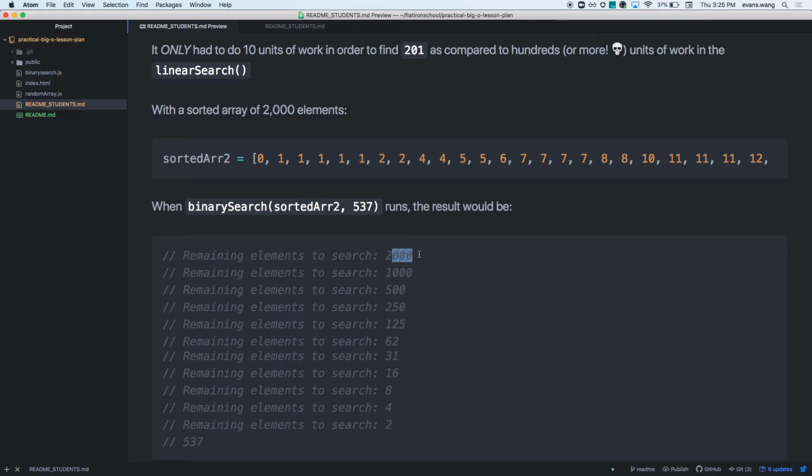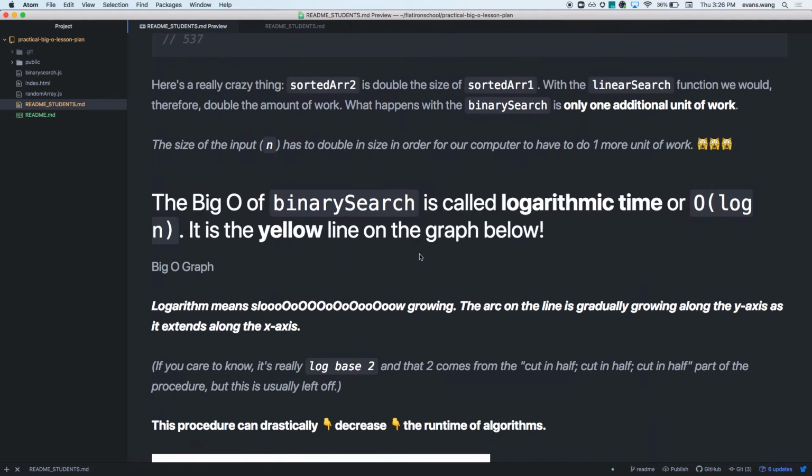So it took 1,000 extra numbers to do 1 extra unit of work. If I do 1,000 again, and I have to search through 3,000, it'll be 3,000, 1,500, 750, right? And then keep going. So there's a certain point where the number has to increase so much before I have to do 1 more calculation. Does that make sense so far? So this right here is what is known as logarithmic time. Logarithmic meaning that the time it takes is very slow growing. I had to add 1,000 extra numbers into my array before it did 1 extra unit of work.